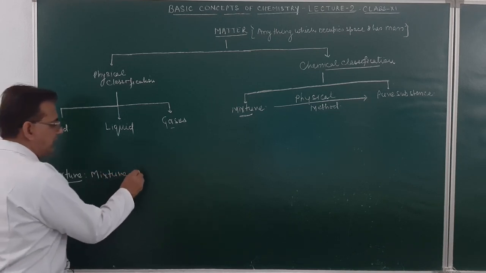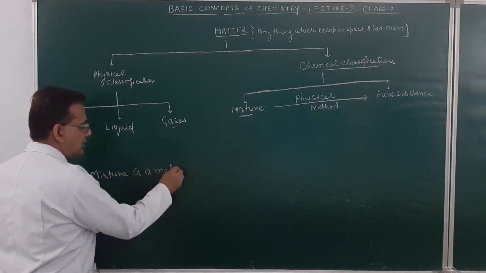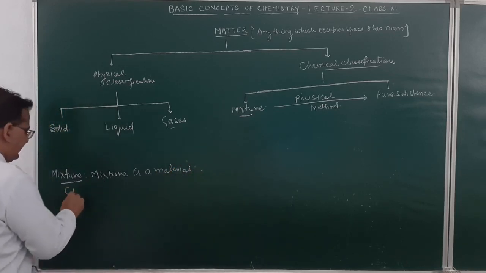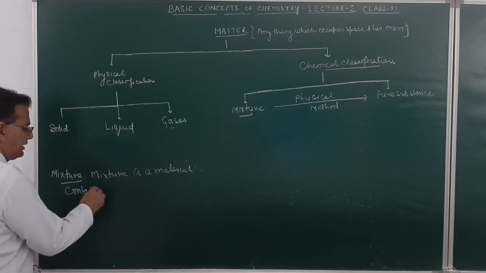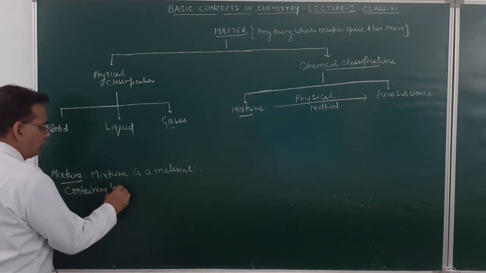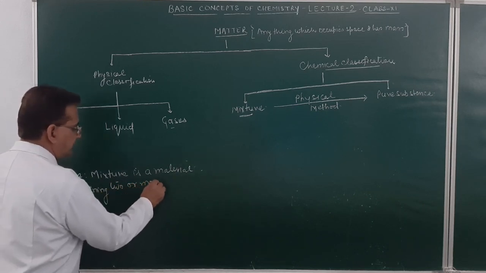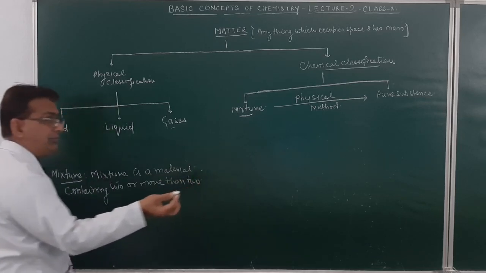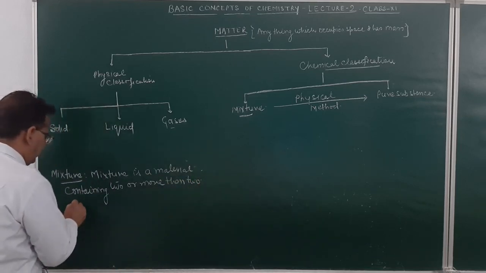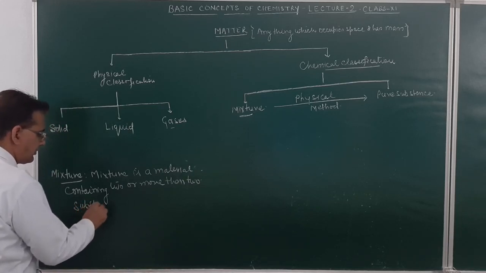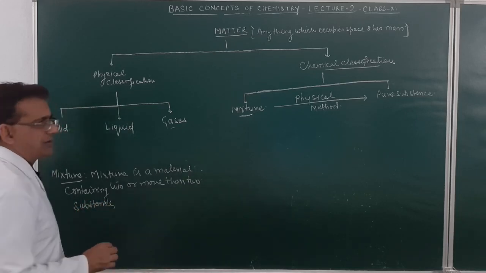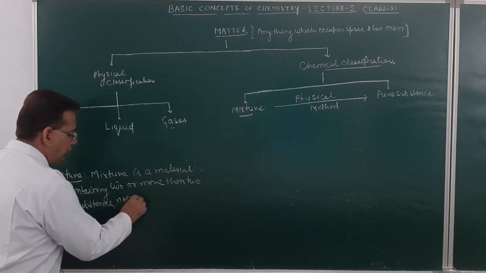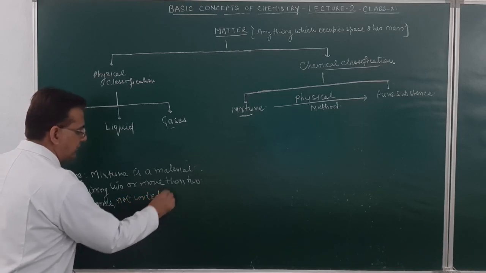Mixture is a material containing two or more than two substances. More than two substances, this can be element, this can be compound, not united chemically in a definite proportion. Or simply you may write down not united chemically.